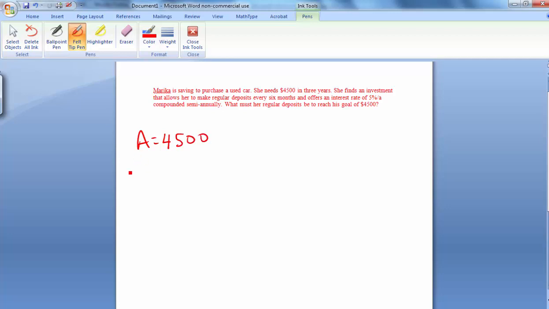Okay, and R is the regular payments. So it says, how much, what are her regular deposits? So we don't know. So that's our question mark this time.